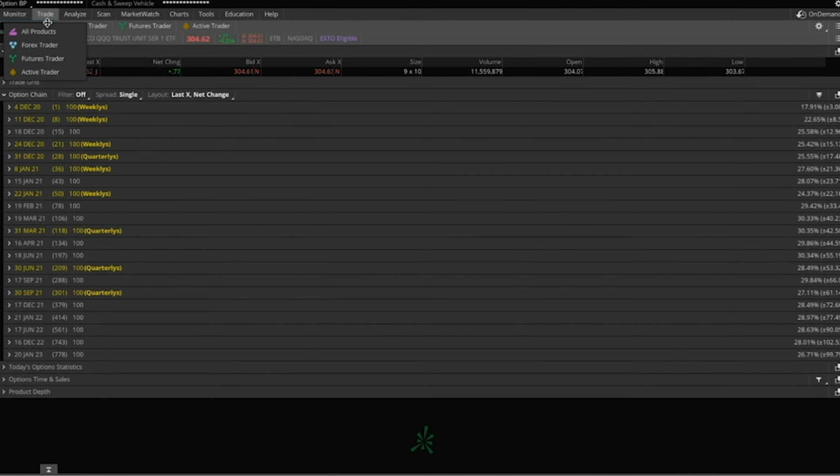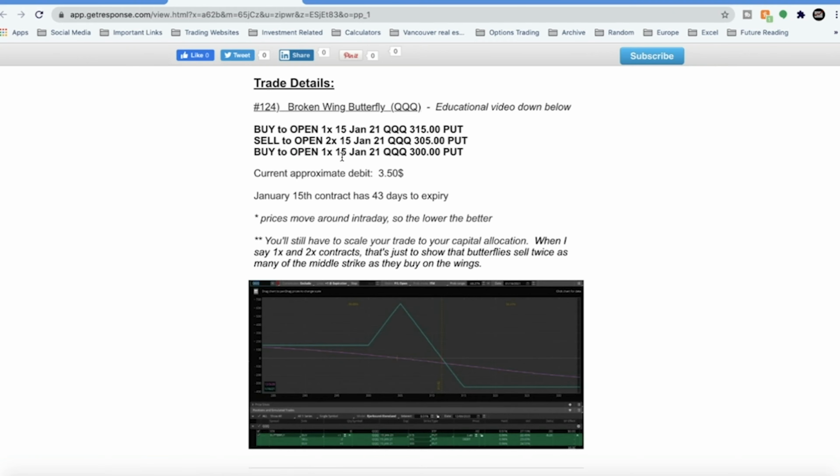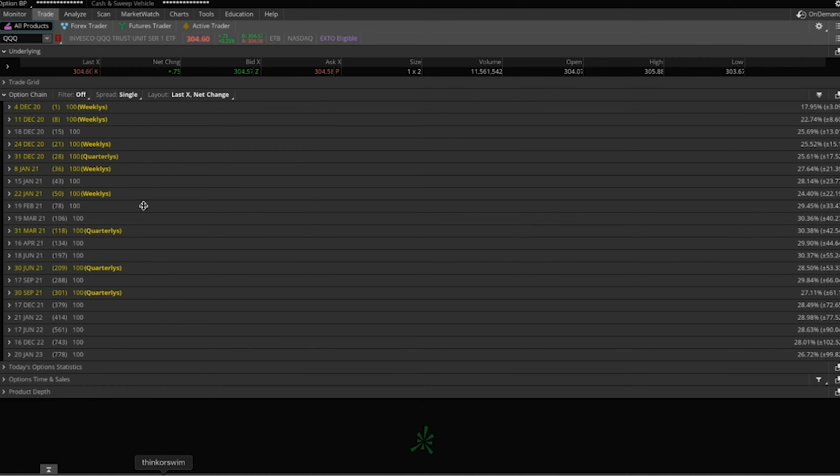Your software is probably similar to this. It won't be exactly the same, but all the functionality of all the trading platforms is roughly the same. So you can see for this email, we are looking for the 15th of January 2021 contract. So if we go to the option chain here, that's going to be this one right here.